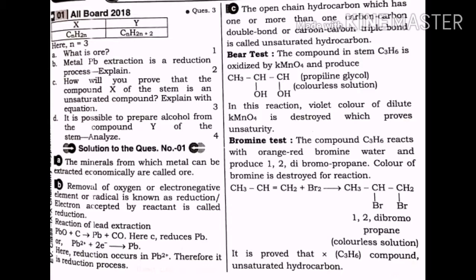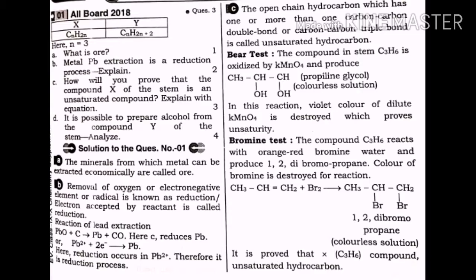Now we discuss the bromine test. The compound C3H6 reacts with the orange-red bromine water and produces 1,2-dibromopropane. The color of the bromine is destroyed in this reaction. CH3CH=CH2 plus Br2 gives CH3CHBrCH2Br, 1,2-dibromopropane. It is proved that the C3H6 propene compound is an unsaturated hydrocarbon.